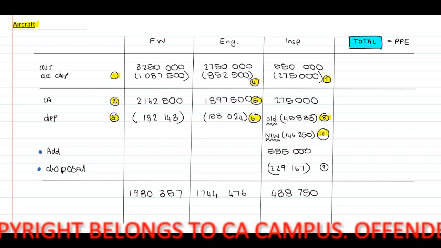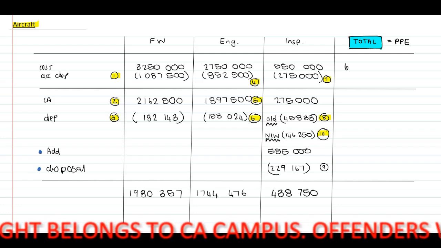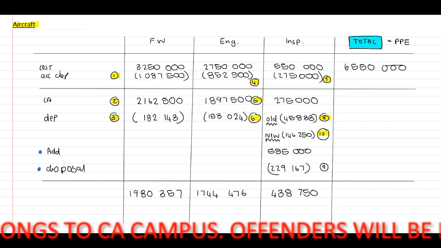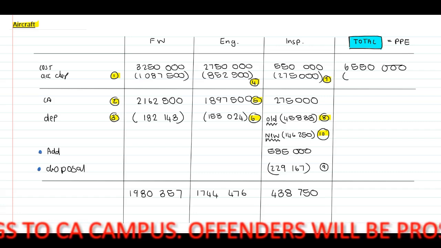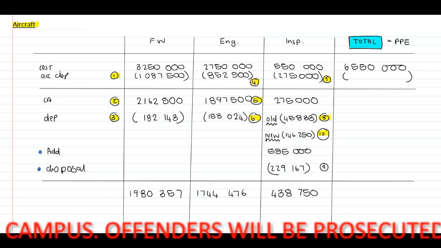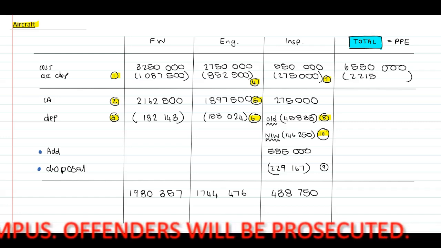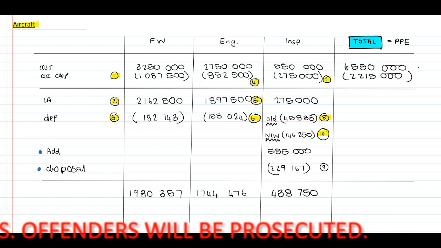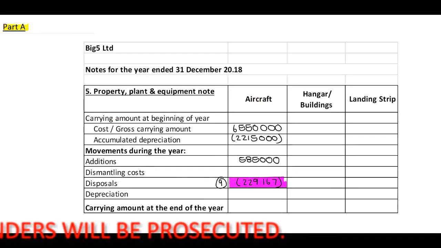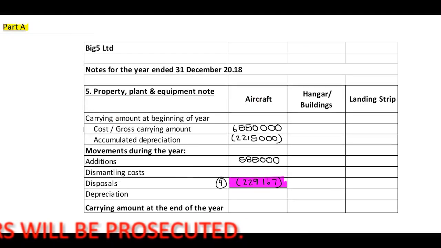Therefore, the total of our cost will be the 6,550,000. Our total accumulated depreciation will be an amount of 2,215,000. Immediately, I will transfer this to my PPE note. I've transferred the totals now, guys.